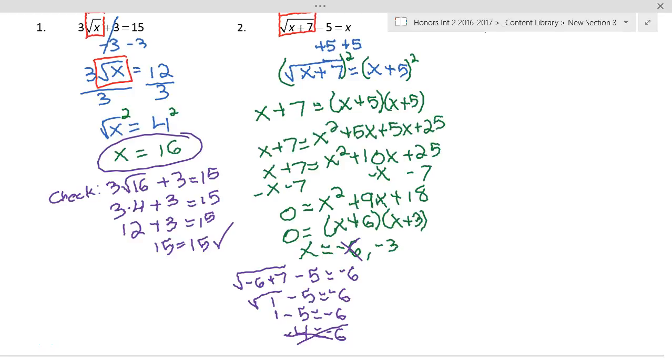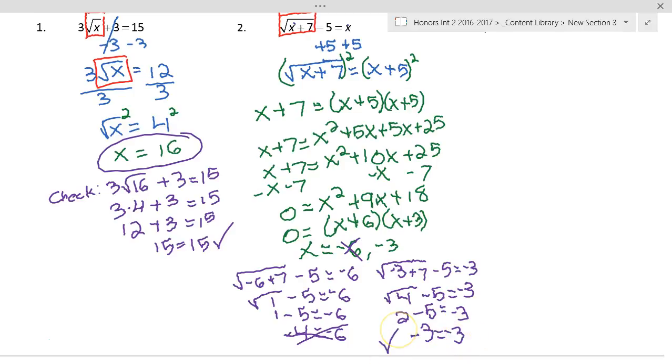I'm going to do the same thing for negative 3. The square root of negative 3 plus 7, minus 5, equals negative 3. I plug a negative 3 in for both of my x's. Negative 3 plus 7 is 4. The square root of 4 is 2, minus 5 equals negative 3. So negative 3 equals negative 3. That one does work. So my only answer that works here is x equals negative 3.